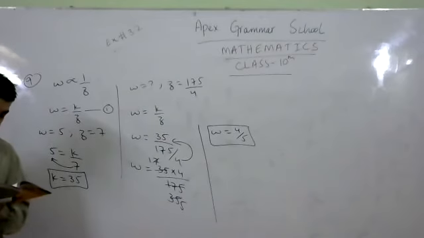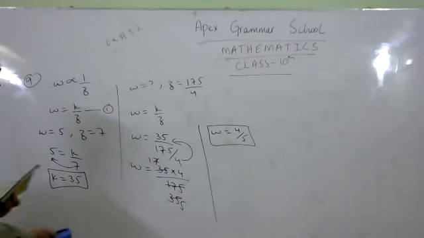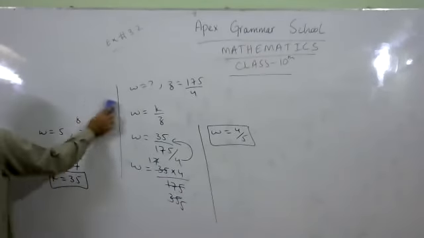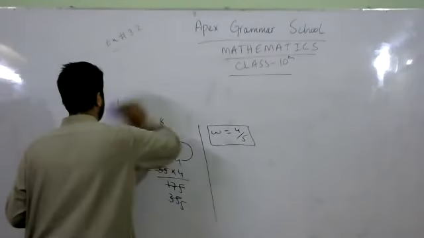Question number 10, question number 11, question number 12, and question number 13 are again the same questions. We are going to solve question number 13 here. Again, for the inversely proportional.